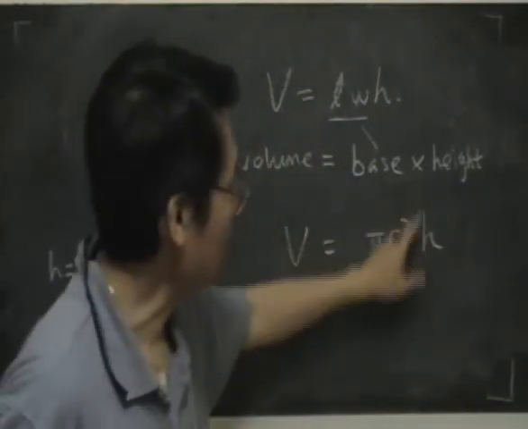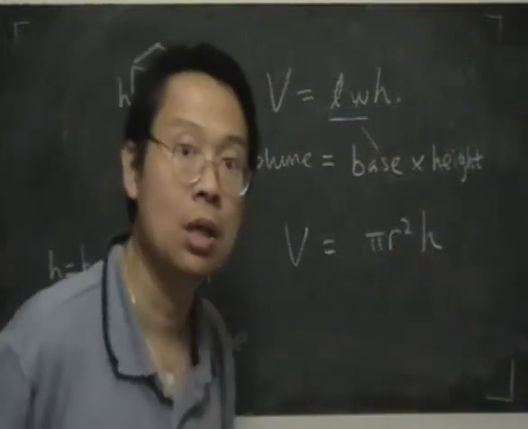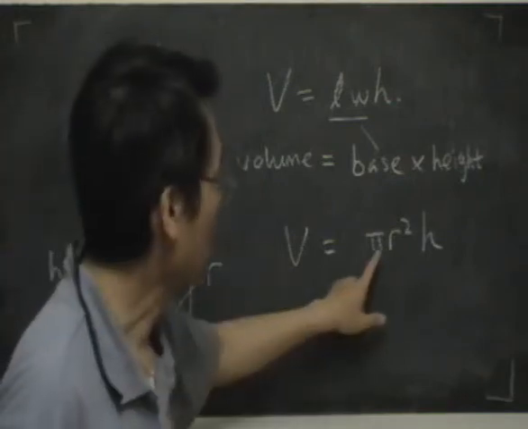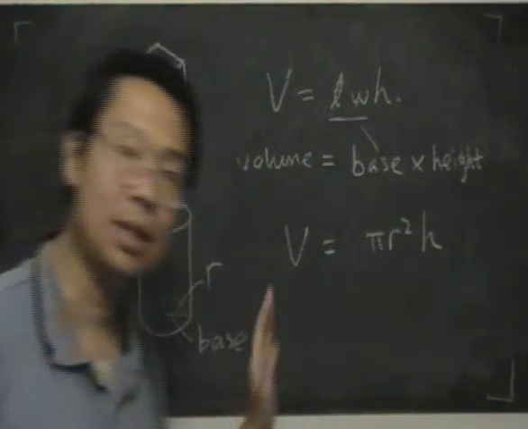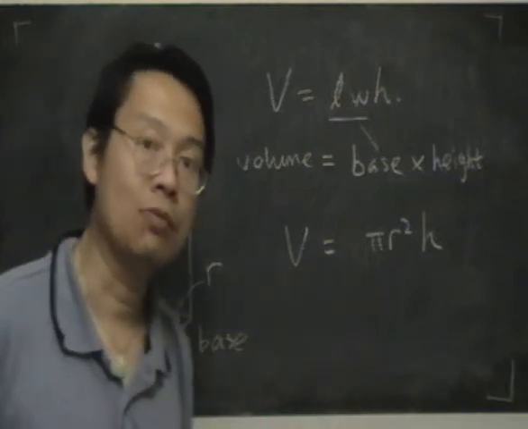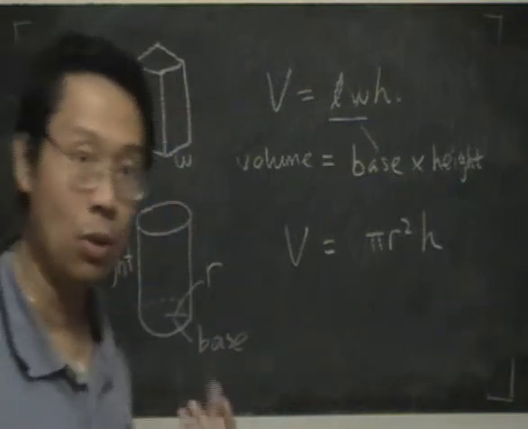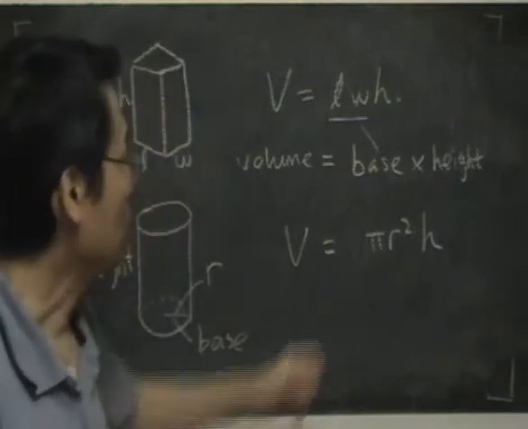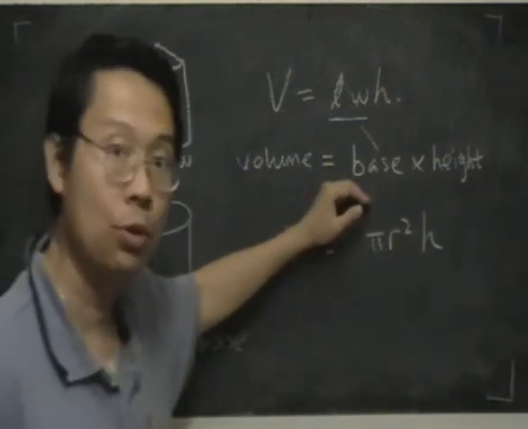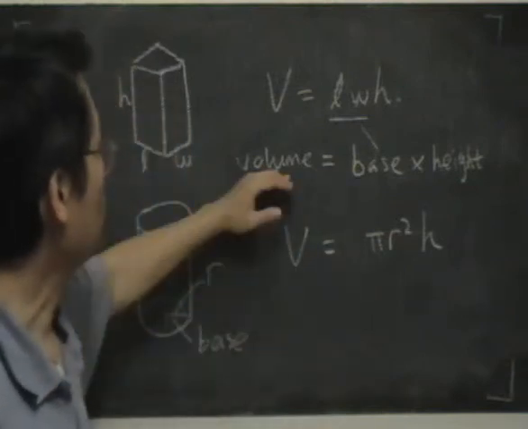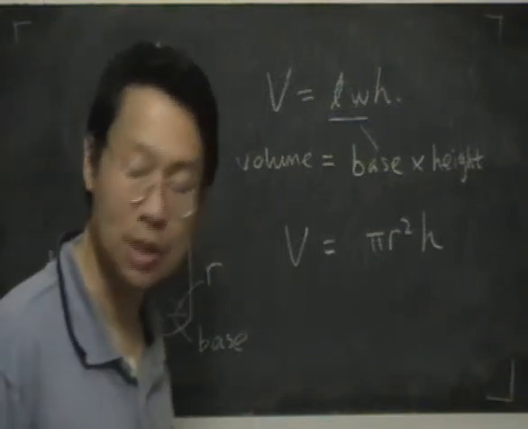You can leave out the times because in algebra, if there's nothing in between the symbols, it means that you multiply them. So pi r squared h is the same as pi r squared times h. So that's the formula for finding the volume of a cylinder. Of course you can remember that, or you might find it easier to remember that volume is equal to base times height. It's useful because with this one formula you can use it for both a rectangular cuboid and a cylinder.